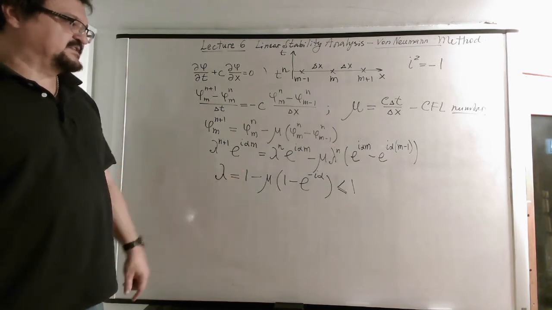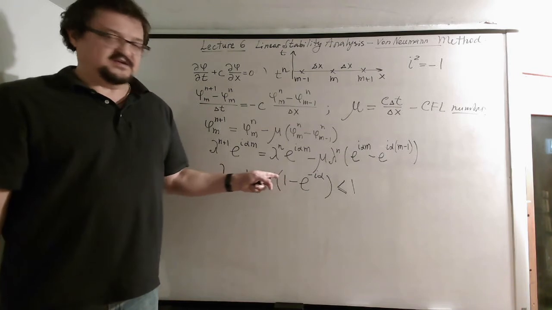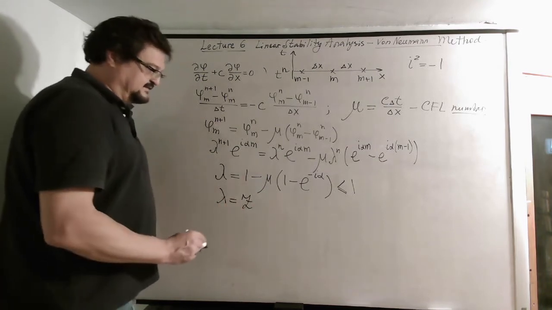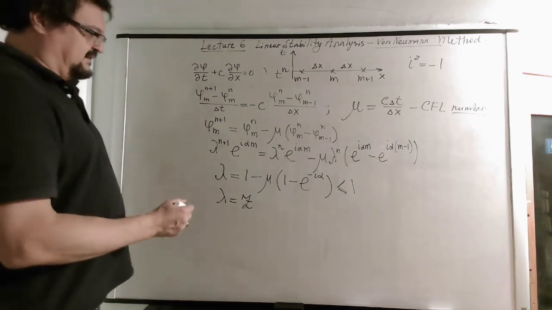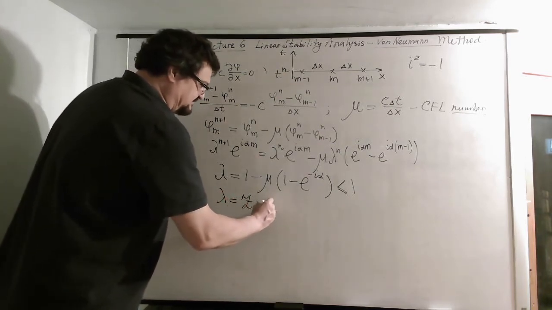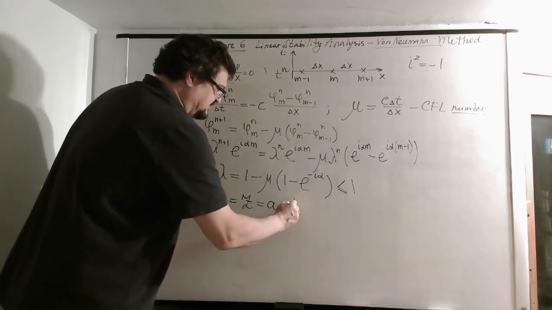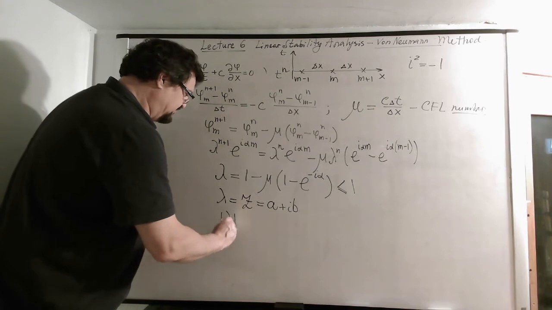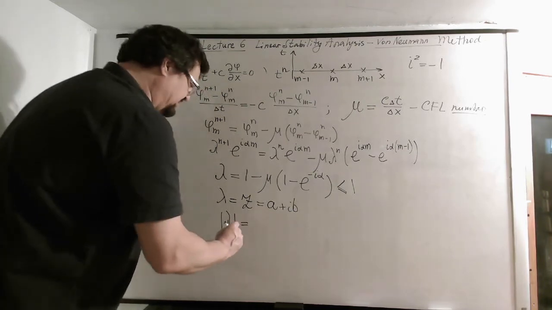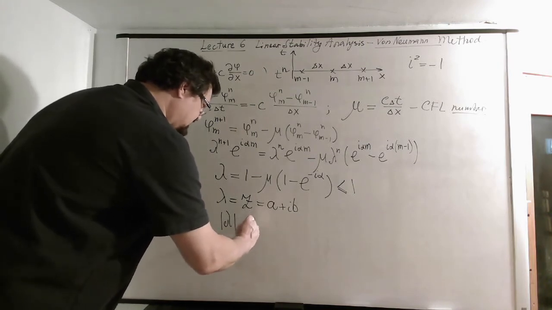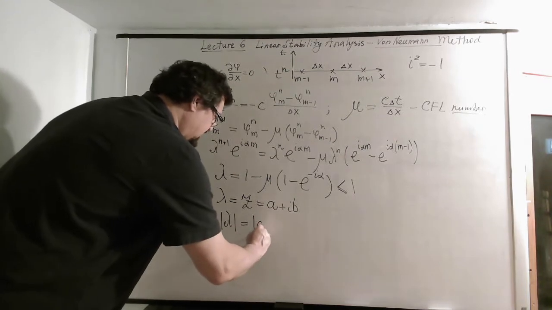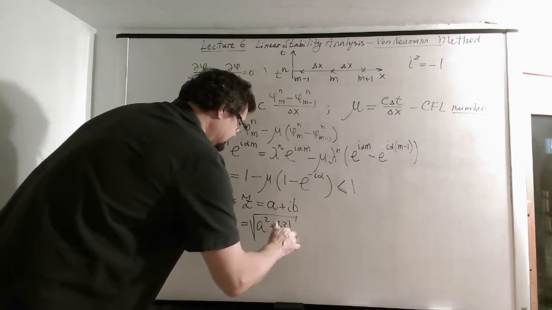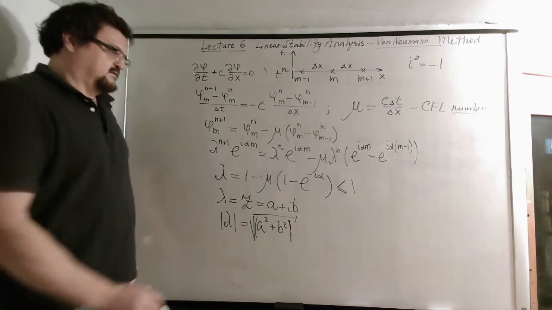So how to solve this? Of course, you can write the definition of the exponent as a sine, cosine. You have a complex number, so lambda is a complex number, usually denoted as Z. So it's some real part a plus imaginary part b times i. And we want the lambda amplitude, which will be equal to the square root of a square plus b square, to be smaller than 1.